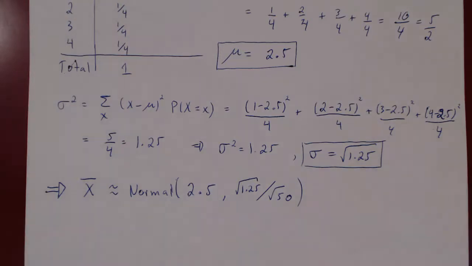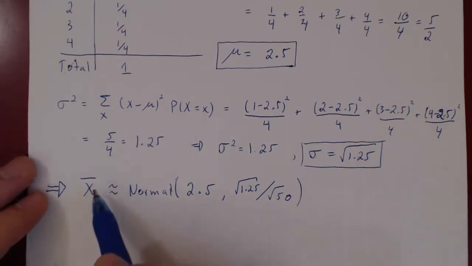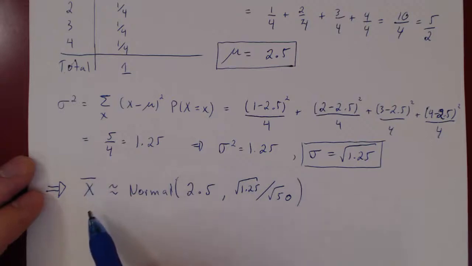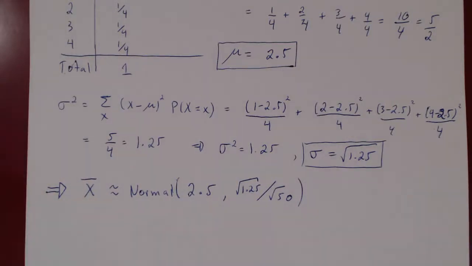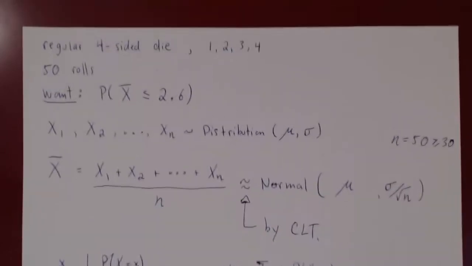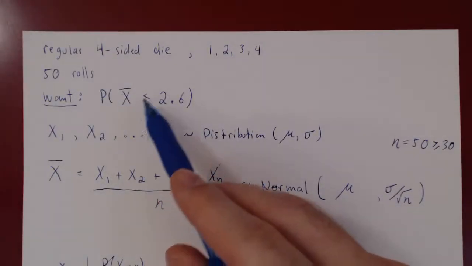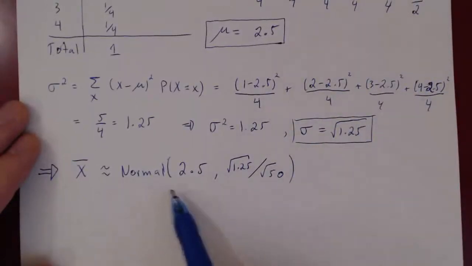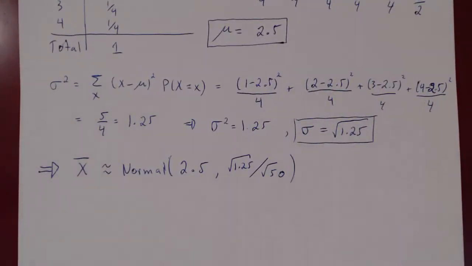And now we're essentially almost done. We now have from the central limit theorem that our average random variable, so after we roll this die 50 times, we add the figures that we've observed for every roll and we divide by 50. We have asked what was the probability that our average does not exceed 2.6. Since we now have a distribution for the average, we can find this probability.